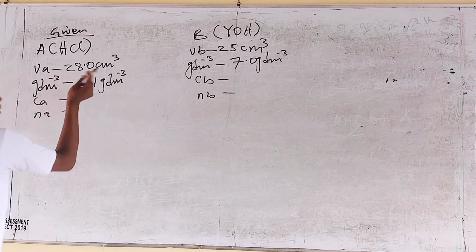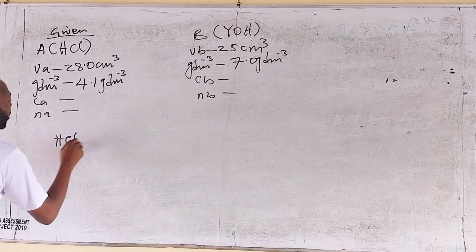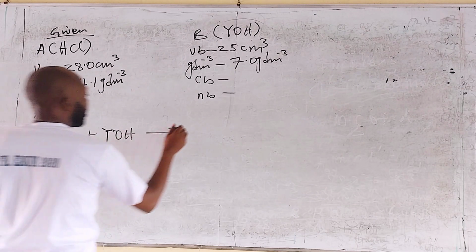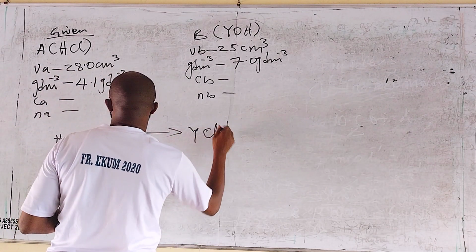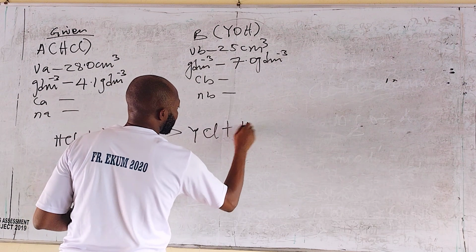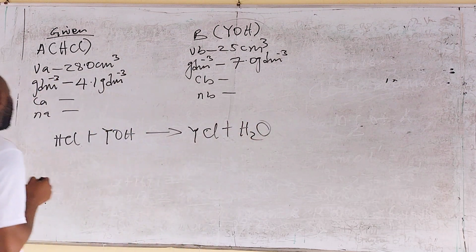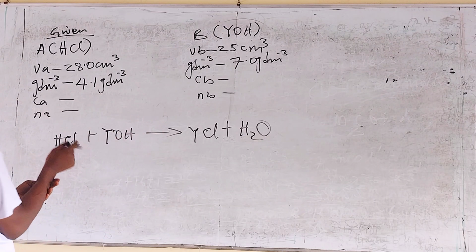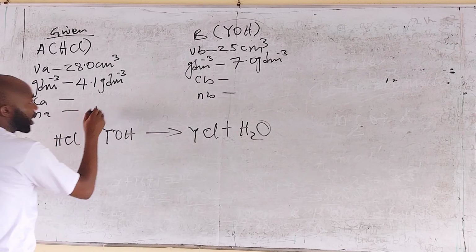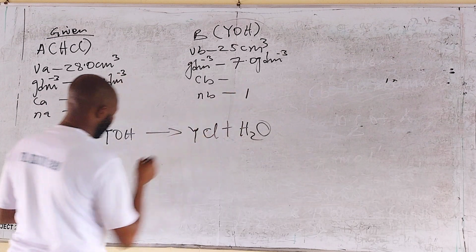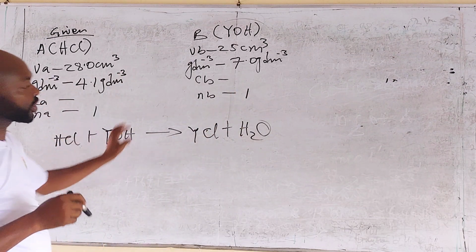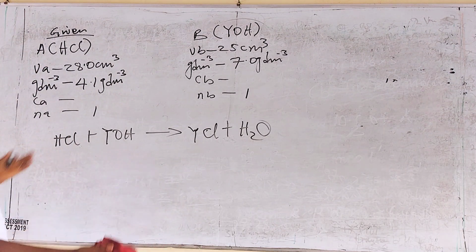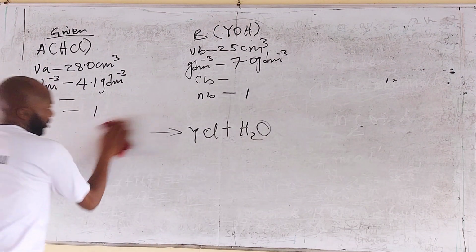So from the equation, let's balance. We have HCl plus YOH gives us YCl plus water. 2 hydrogen here, 2 hydrogen there, 1 oxygen, 1 oxygen, 1 Cl, 1 Cl. So the number of moles of acid is 1, number of moles of base is 1. Take note, I only need the equation of reaction so that I can proceed further.